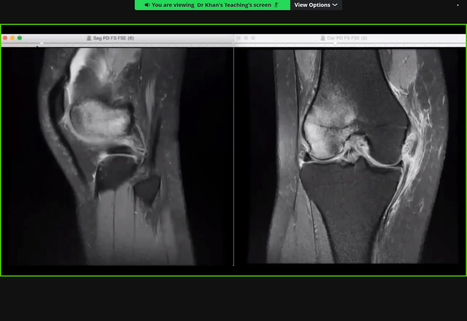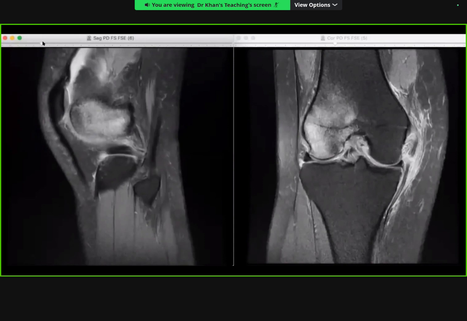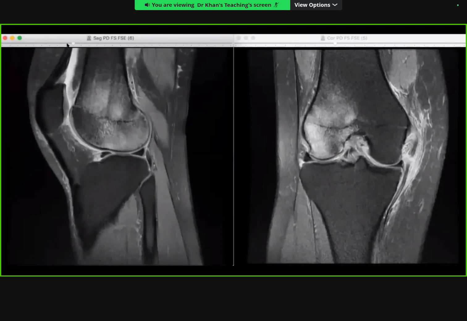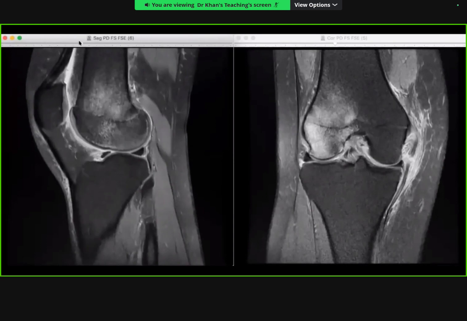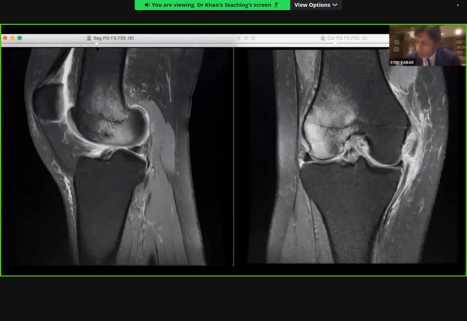So on this PD fat sat sequence MRI of the knee, looking at the sagittal lateral compartment, there is significant bone marrow edema in the lateral femoral condyle and a knee joint effusion. It's a bit lagging, so I'm still scrolling slowly. Can I add this patient had a motorbike accident?